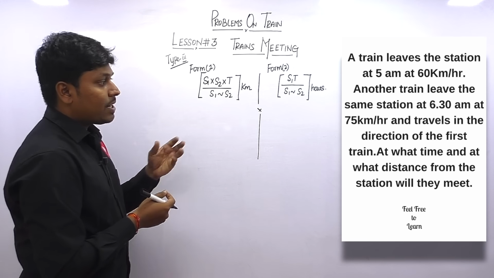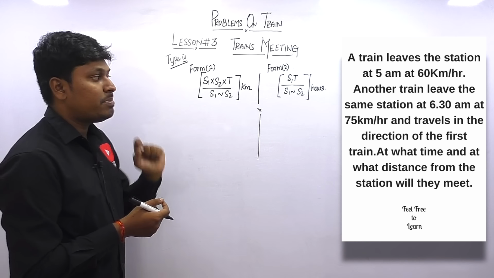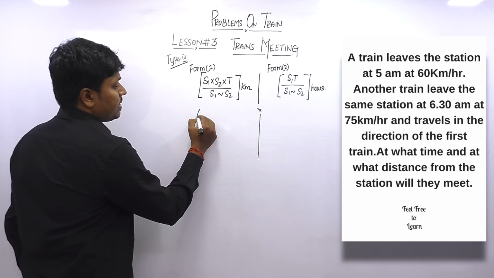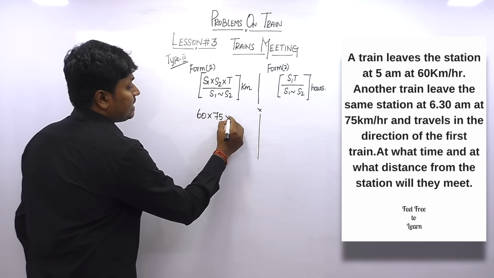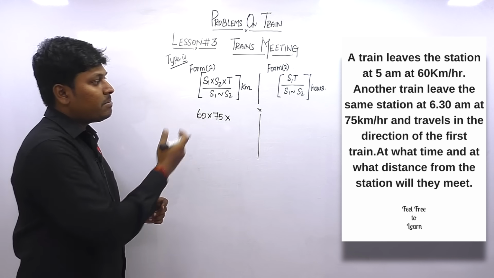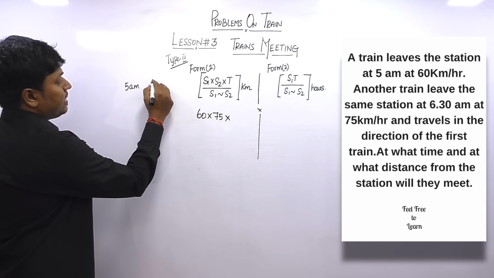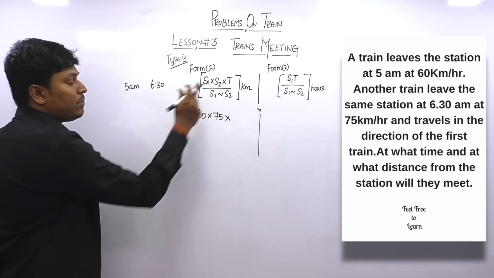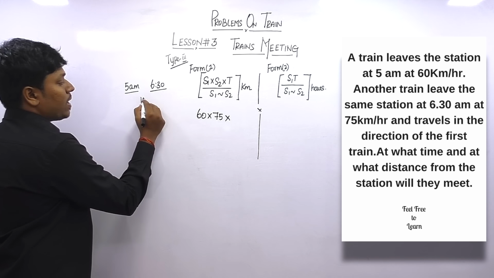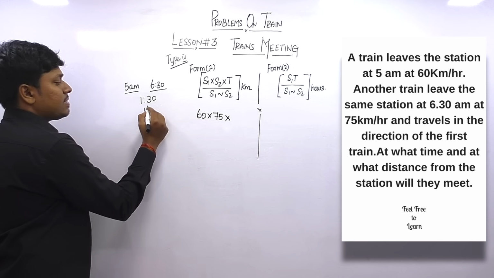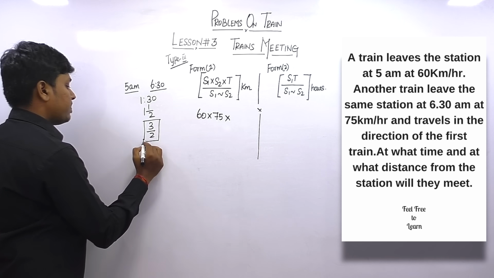So first, our target is to find at what distance. So first we can apply this formula. S1 will be the speed of the first train, so the speed of the first train will be 60 and the speed of the second train will be 75. And next is the time difference. We already know the first train starts at 5 a.m. and the second train starts at 6:30 a.m., and the value of t will be the time difference of both the trains, right? So the time difference will be 1 hour 30 minutes. So we can say this as 1 1/2, which is 3 by 2, will be the time difference.